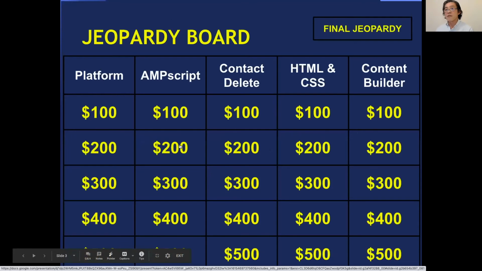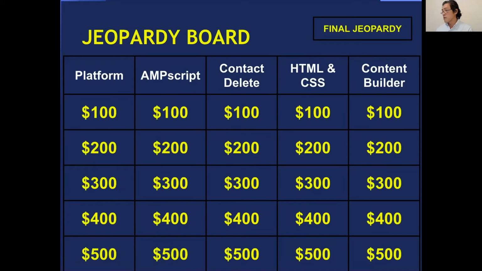So keeping track, I've kept track of which is available. So platform 4 and 5 are available. And then pretty much AmpScript, Contact Delete, except for 100, all available. Sorry, what was available in Content Builder? AmpScript and Contact Delete, 200 through 500 are all available. Platform 4 and 5 are available. HTML 200, 4 and 5 are available. And Content Builder 3, 4, 5 available. Content Builder 3. Okay.